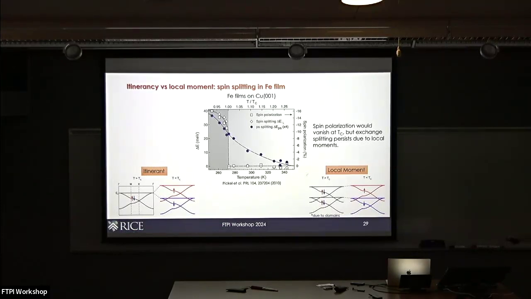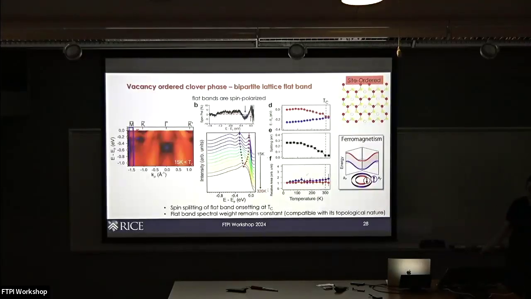So here is the data from the literature taken on iron film. The blue dots are the spin exchange splitting measured from photoemission, and these squares are the spin polarization, which exactly dies at TC. But you can see that even for iron film, the spin splitting persists at much higher temperature. That's evidence of local moments. But in this situation, we actually see the splitting onsetting at TC, which I think is quite rare, as we have seen.